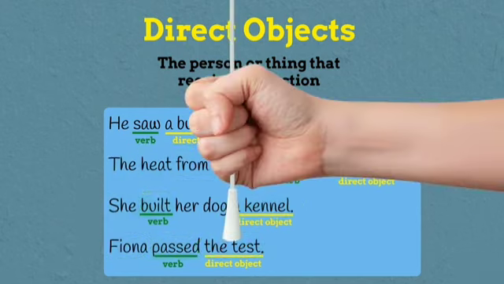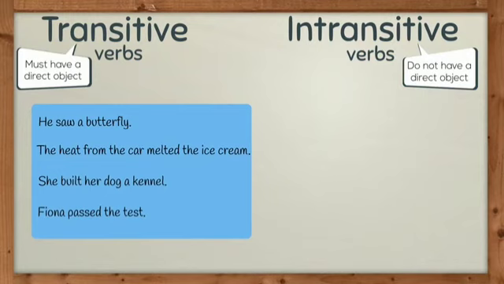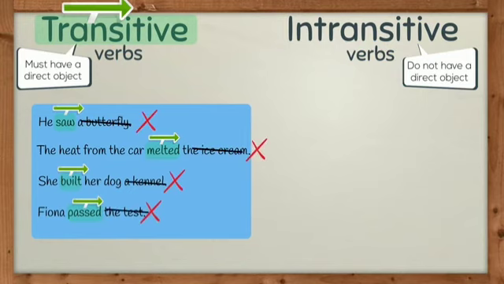Each of these verbs is a transitive verb, because the action moves, or transits, from the subject to the object. These sentences would be incomplete without the direct object. Transitive verbs must have a direct object to complete the thought.